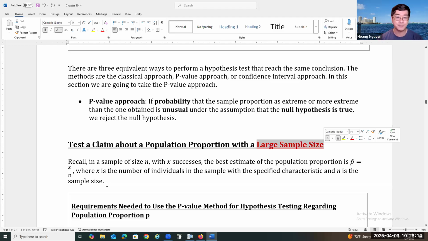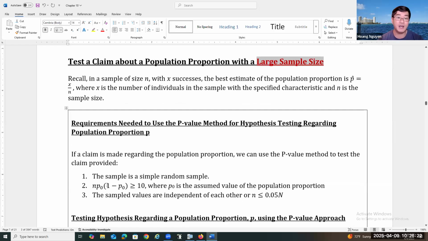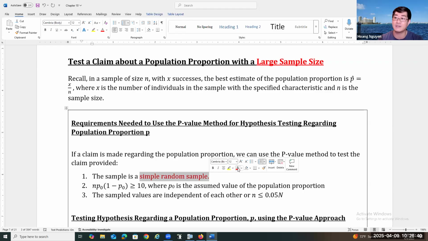Okay. So what's going to be the requirement that we have for this hypothesis test of population proportion? If a claim is made regarding the population proportion, we can use the p-value method to test the claim provided that, first requirement, the sample is a simple random sample. So let's make sure that this is a simple random sample, which means that the sample that we selected is going to be at random.